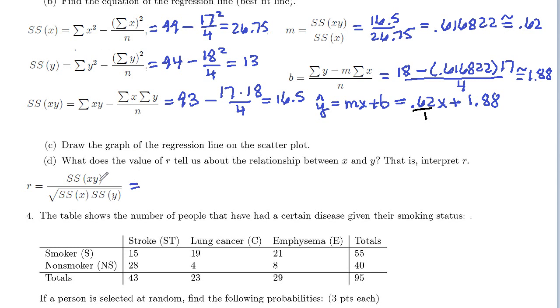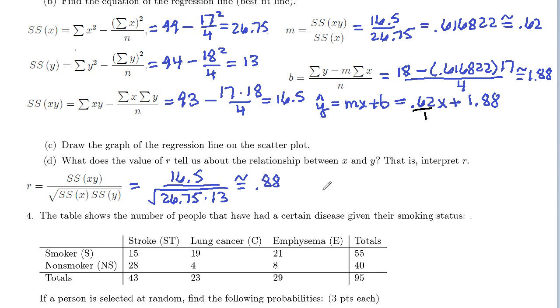So this is going to be the sum of squares of xy up on top, that's the 16.5. And divide by the square root of the sum of squares of x down on the bottom, that's our 26.75, times the sum of squares of y, which is the 13. And if you plug this into the calculator, you will get approximately 0.88.